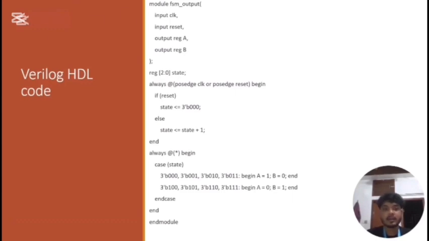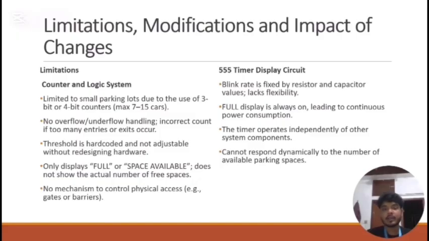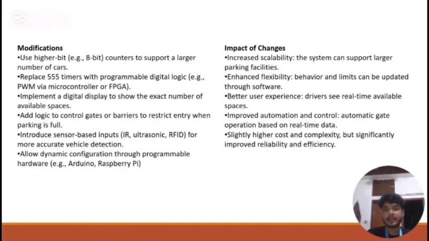Here is the Verilog HDL code. Next are the limitation, modification and impact of changes. Limitation: the counter and logic system, and the 555 timers display circuit. The limitation for 4-bit is 7 to 15 cars, and there is no overflow or underflow handling, so the count is incorrect if too many cars enter and exit. And here is the modification and impact of changes.